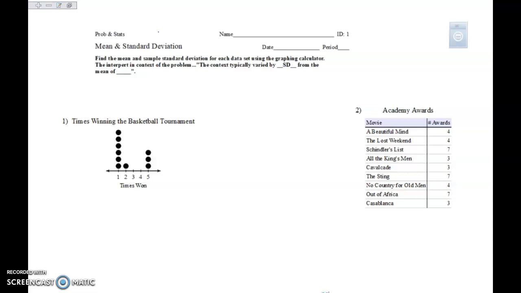All right, here we go. We are going to be looking at a couple data sets, and we're going to be finding the mean and standard deviation, and then using the context of the problem to actually make a statement about how far it typically deviates. So I am going to run through how to find these first two. I would like you to do number 1 and 2 by hand, and then I'm going to show you on number 3 how to do it using the calculator. So hopefully all goes well.